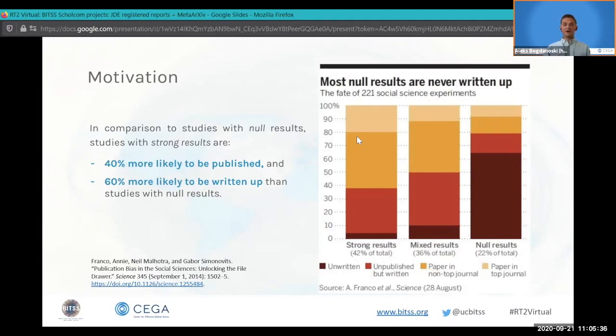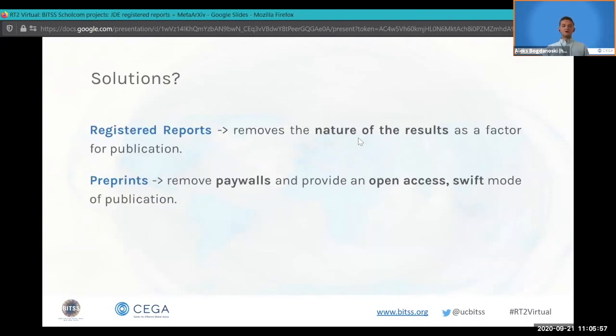And in the current context, for example, when we're dealing with resources which are getting scarcer, and the gravity of the situation of the current pandemic requires that we avoid any duplication or waste of effort, this is very, very worrisome. So both of the projects that I wanted to tell you about tackle this problem from a different angle. Namely, registered reports removes the nature of the results as a factor for publication, and then preprints remove access barriers such as paywalls and provide a swift mode of publication.